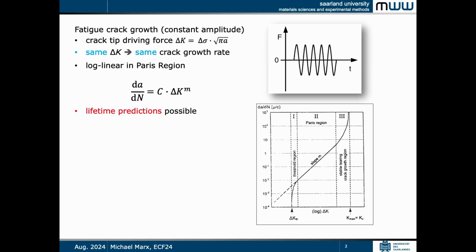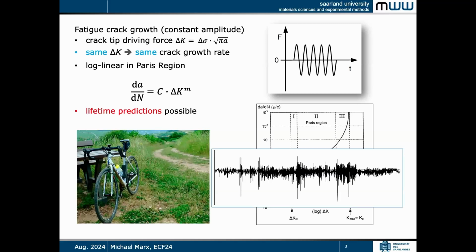That's okay, but in reality, the load spectrum looks more like this. A PhD student of mine was collecting this during a bike ride, and so it's very different. And this also changes the complete crack propagation behavior. The first step to get an idea how this changes is including one overload in the constant amplitude loading. And this is what we started with.